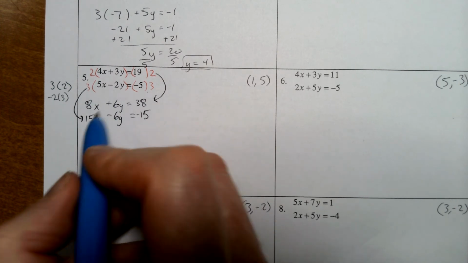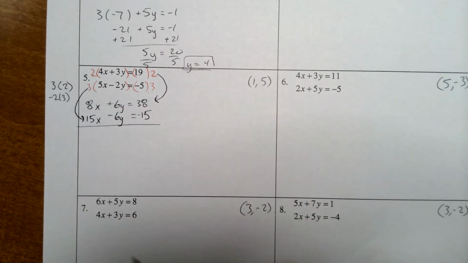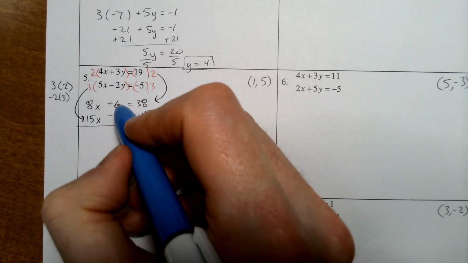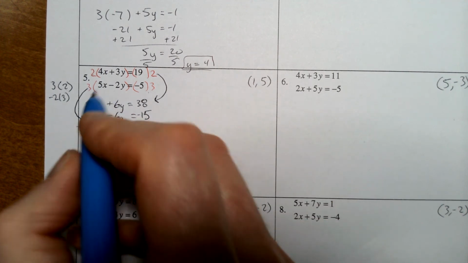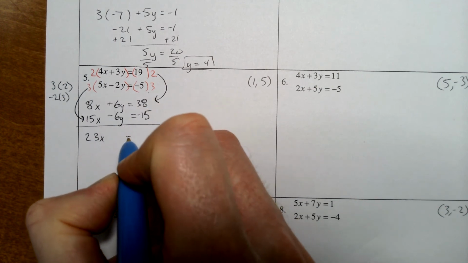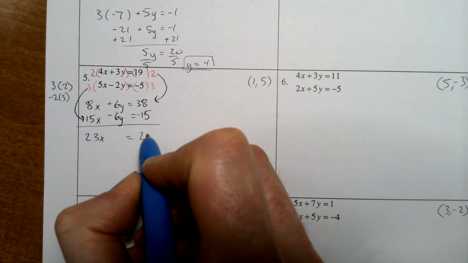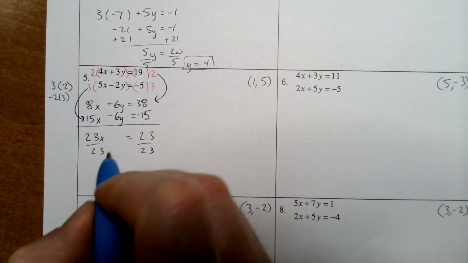So now I'm adding down. So if I did it right, some of my letters should eliminate, and in this case, the y's eliminate. So I'm left with 8 plus 15 is 23x. My y's eliminate, and over here I'm subtracting, so 23. Divide by 23, divide by 23, and I get x equals 1.